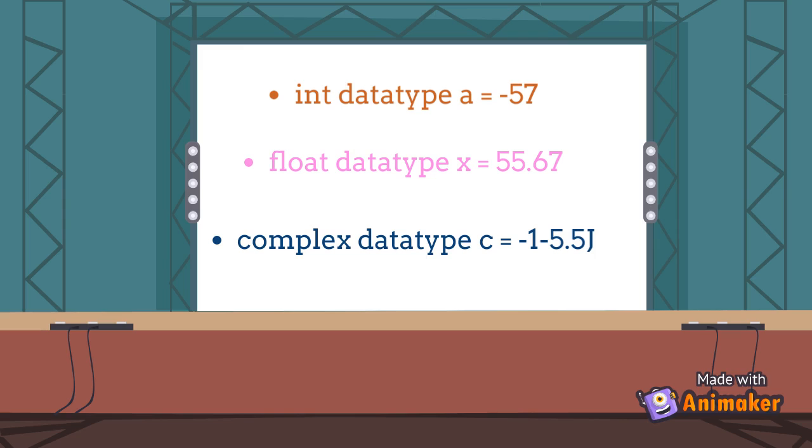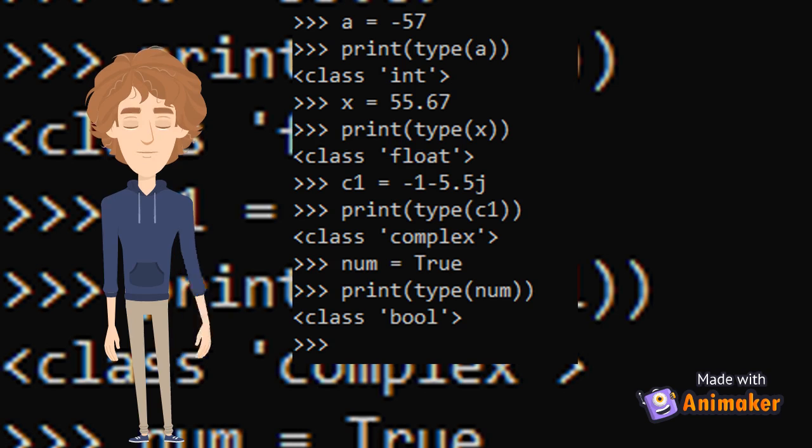A complex number is a number that is written in the form of a plus bj, where a represents real part and b represents imaginary part. There are other types also, like octal numbers, hexadecimal numbers and binary numbers, which we will discuss in future lessons. The Boolean data type in Python represents Boolean values. There are only 2 Boolean values, true or false, that can be represented by this data type.